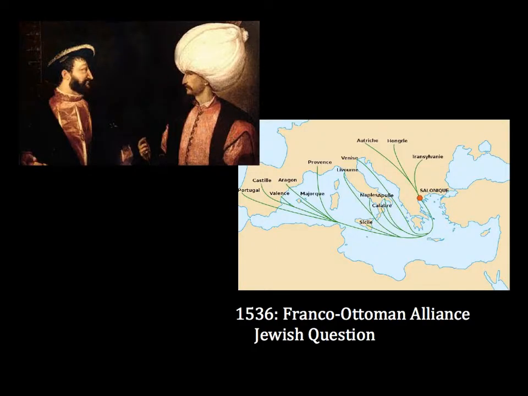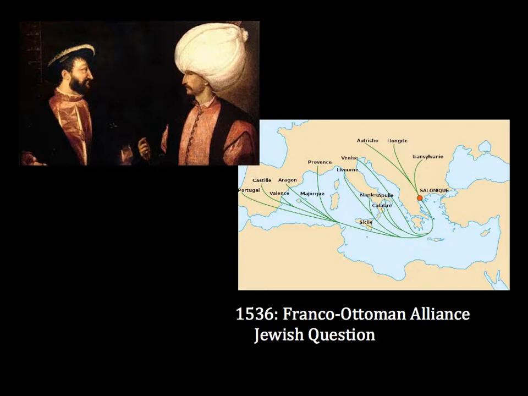Then, after 1536, Charles had to deal with not only Suleiman's political meddling, but also the return of a military Ottoman menace, this time in the form of the Franco-Ottoman alliance between Francis I and Suleiman. Both Francis and Suleiman were interested in trying to destabilize Habsburg power. Francis, because he was surrounded by Habsburgs, Spain to his south and the Holy Roman Empire to his north, and Suleiman because he wanted to expand his empire further into Europe.